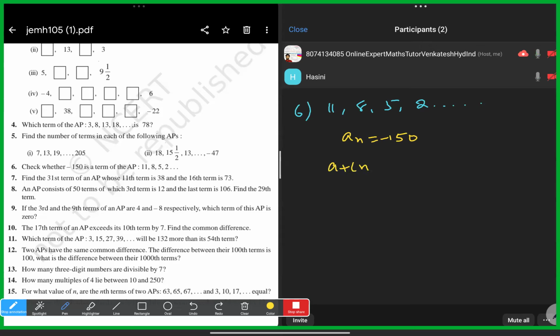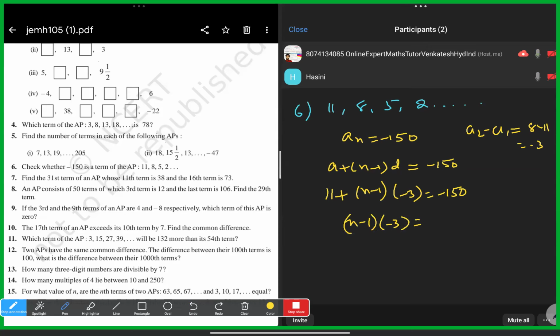Okay. So a plus n minus 1 into d is equal to minus 150. A is my 11. Plus n minus 1 into d, and d is how much? a2 minus a1, 8 minus 11, that is minus 3. So n minus 1 into minus 3 is equal to minus 150; 11 will go that side with a minus, minus 161.